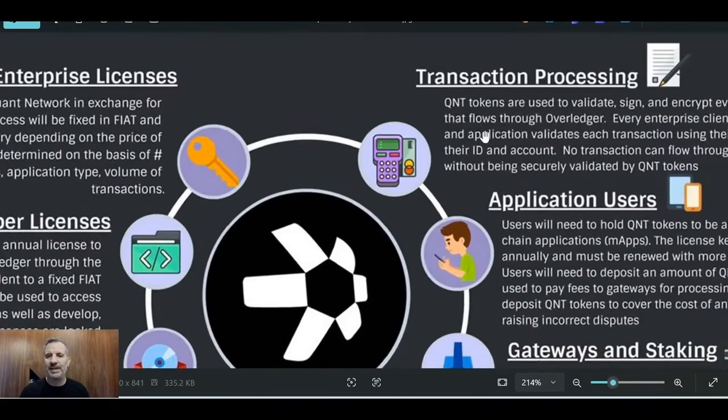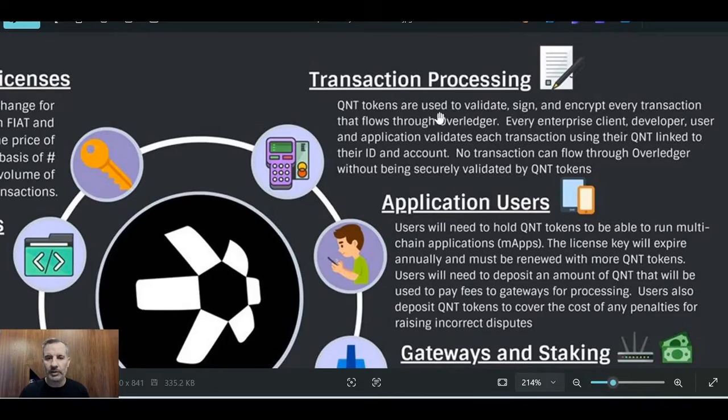Then you've got transaction processing. QNT tokens are used to validate, sign, and encrypt every transaction that flows through Overledger. Every enterprise client, developer, user, and application validates each transaction using their QNT linked to their ID and account. No transaction can flow through Overledger without being securely validated by QNT tokens. So QNT is used to, again, process transactions.